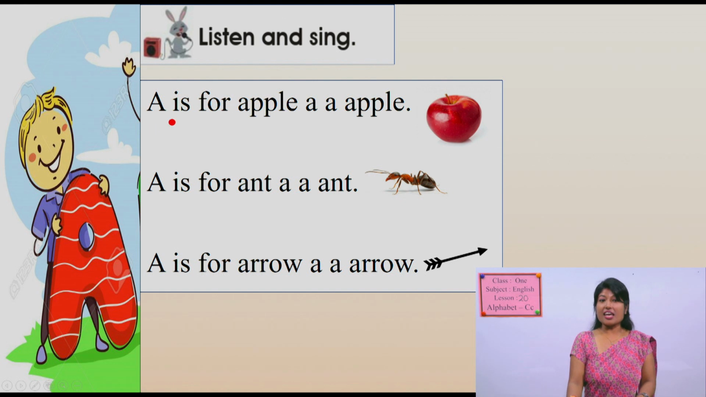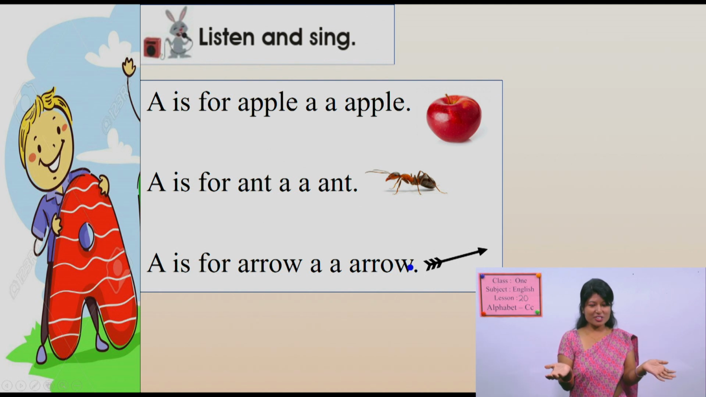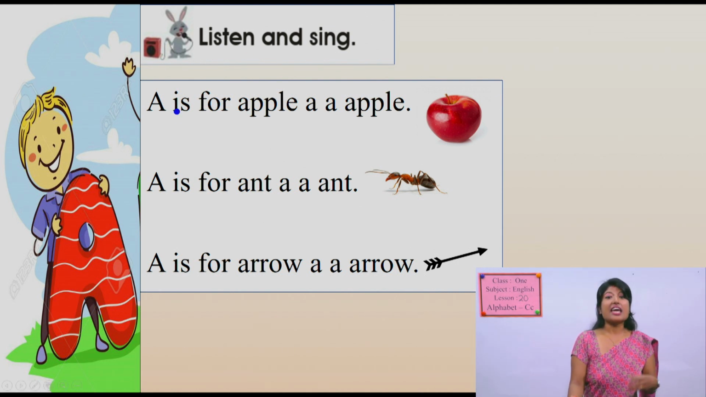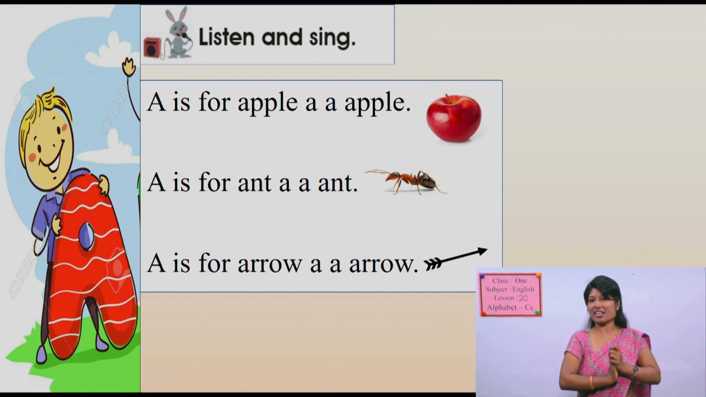A is for apple. Apple. A is for ant. Ant. A is for arrow. Arrow. Okay, can you repeat with me once again? A is for apple. Apple. A is for ant. And A is for arrow. Arrow. Yay! Let's clap for us. This is the song of A.